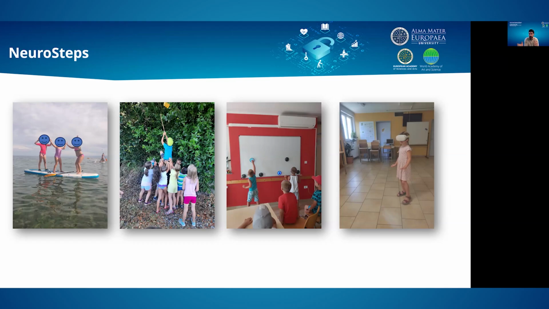Switching positions or responding to different instructions. This allows us to train motor and cognitive skills at the same time. In another activity, you can see in the second picture, children need to collaborate to complete the task, which also promotes social interaction.